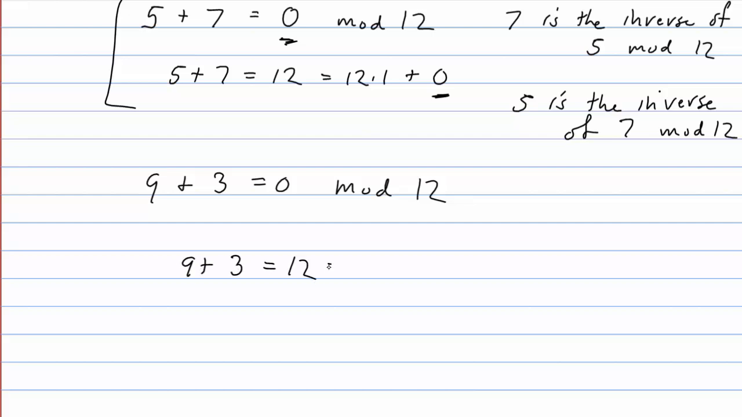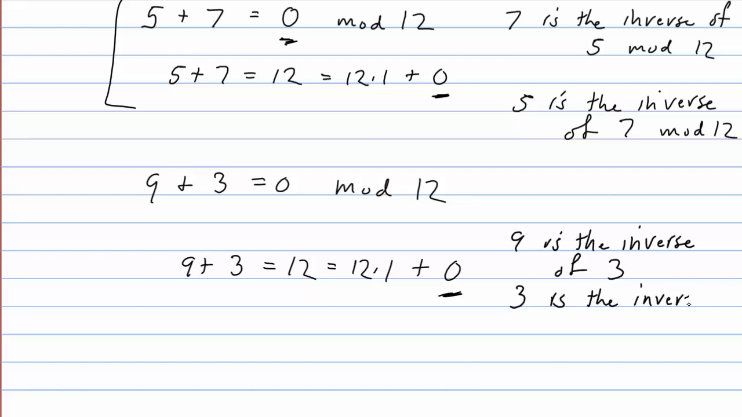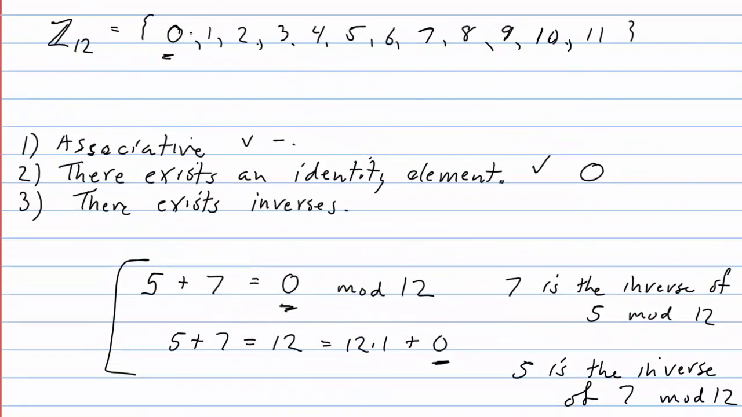I divide by 12. Well, 12 goes into itself once. The remainder is 0. And so 9 plus 3 is 0 mod 12. So 9 is the inverse of 3. And likewise, I would say 3 is the inverse of 9. So for each and every single element, you can actually go through and find an inverse. And let's just write below this inverses. Right? So for each one of these elements, 0 through 11, let's write down what its inverse would be.